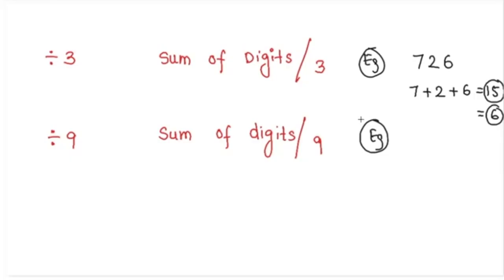So divisibility of 9 will also be the same. The sum of the digits must be divisible by 9. For example 729 అని ఇచ్చాడు. So you can just take the sum of the digits, 7 + 2 + 9 which is equal to 18, 1 + 8 which is equal to 9. We can say that the number is divisible by 9. So divisibility of 3, divisibility of 9 is going to be this. Sum of the digits or digital sum should be divisible by 3, digital sum should be divisible by 9.